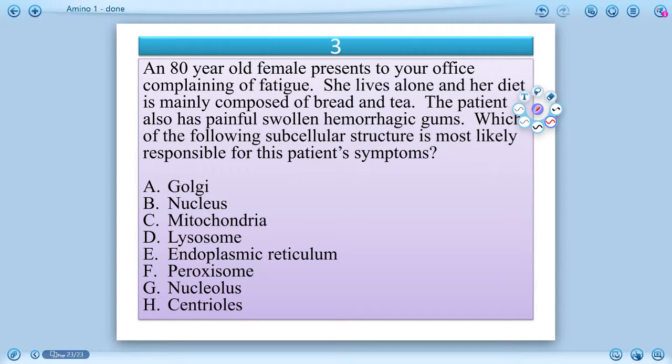So what would you think? What does vitamin C do? Collagen. What does it do to collagen? Hydroxylation. Is that a translation problem? Transcription problem? Post-modification problem? So it's post-translation modification. There you go. And where does that occur? Golgi and endoplasmic reticulum. Rough ER. Both are post-translation modification sites, but vitamin C hydroxylation happens in the rough ER. So endoplasmic reticulum E is the answer.